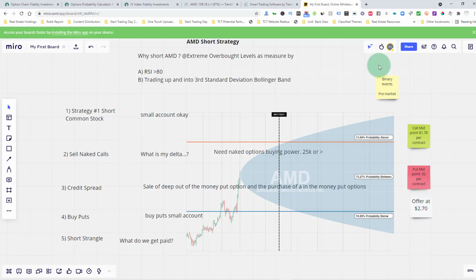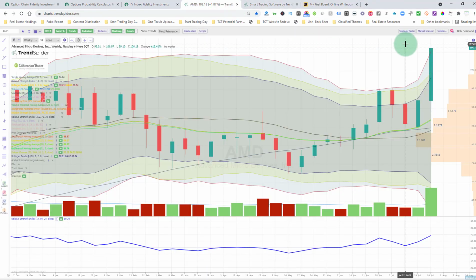So let's talk about the AMD short strategy. Why short AMD? RSI is at 80 or greater. I believe it's at 81 at last look. Trading up and into its third standard deviation Bollinger Band. Let's check the chart.